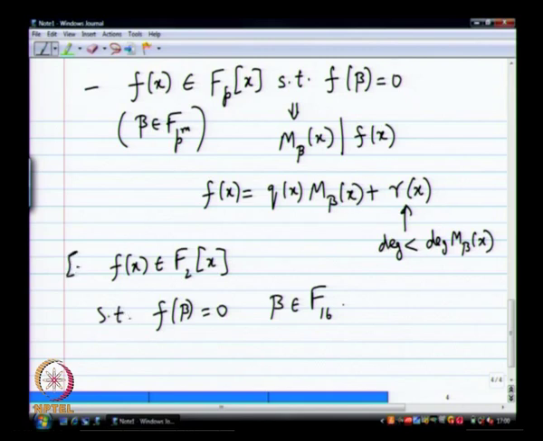Here is an example just to illustrate. Say f of x is non-zero, for instance. Then what can I say about f of x? Is there any information I can get about f of x? Let us say beta is some element. So let me be a little bit more specific so that we get something more concrete out of it: let us say alpha is a primitive element.